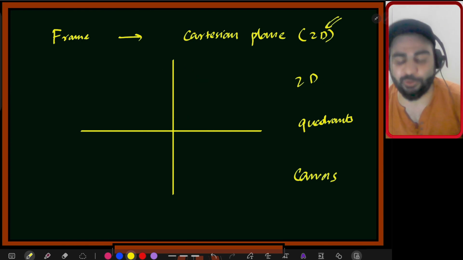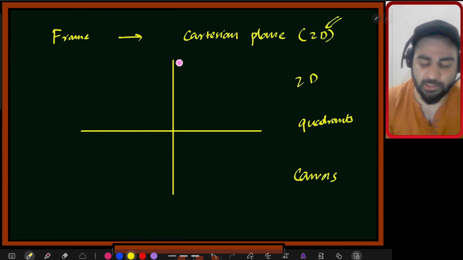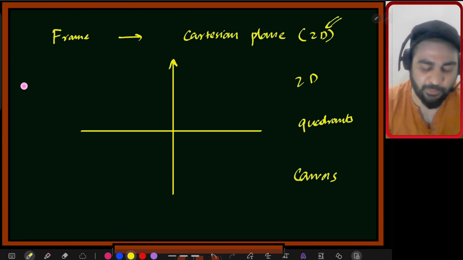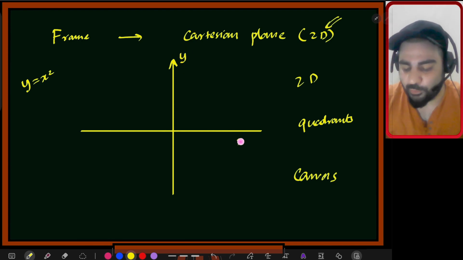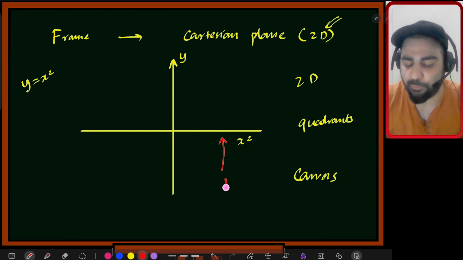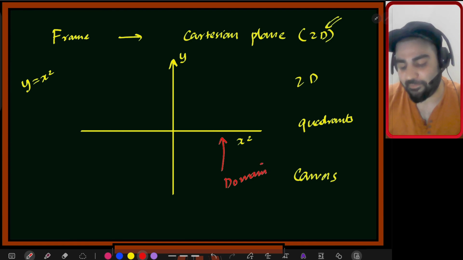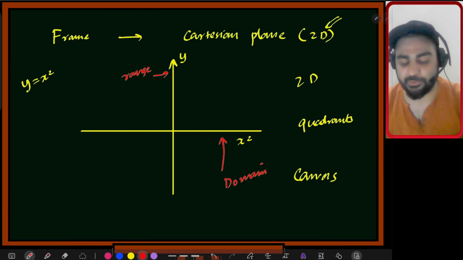Why introduce only this? Because we'll be mostly dealing with functions in one variable. So this is the one variable. Let's suppose we have a function y is equal to x square. Okay, so y will be represented on this, and x square will be represented on this. So this axis over here, if I again go to mathematics, this will be my domain, and this will be my range. Okay, and this is my canvas.